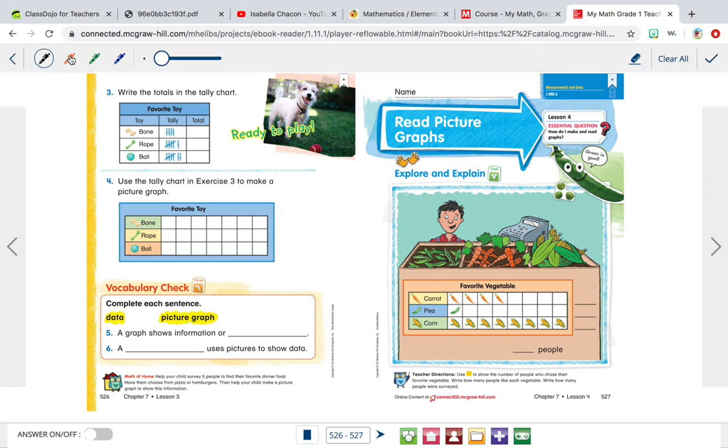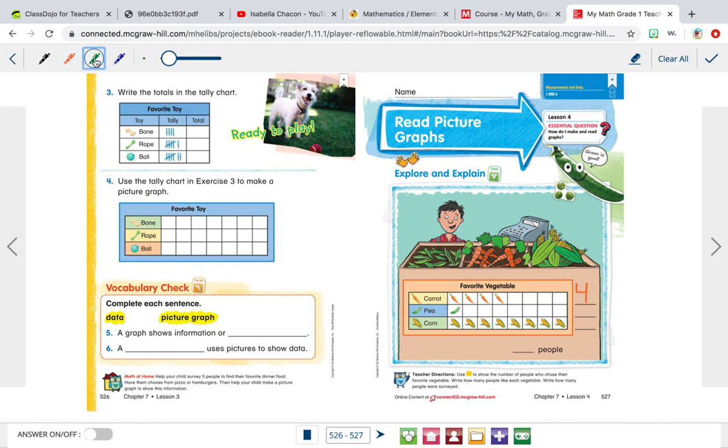So there was a survey. Remember the word survey. They asked people, what is your favorite vegetable? Is it carrots, peas, or corn? What we're going to do is count these. So let's read the graph. When we read the graph, how many people chose carrots? Let's see. There's 1, 2, 3, 4 pictures of carrots, so that means 4 people said that carrots were their favorite vegetable.